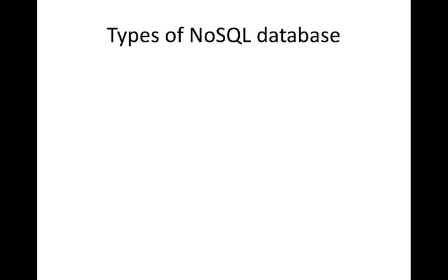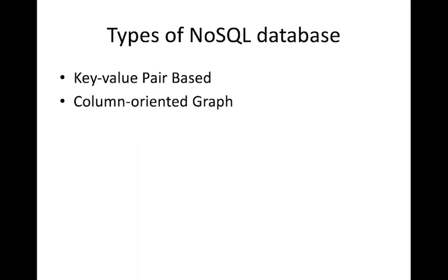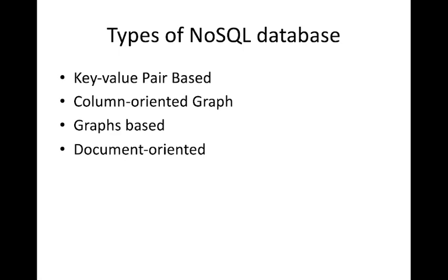Then we'll see the types of NoSQL databases. We have mainly 4 types of databases. We can categorize them into 4. One is key value pair based. The second one is column oriented. It is mainly column oriented base. Then graph based database. Then the fourth one is document oriented. So we have key value pair based, column oriented, graph based, and document oriented.